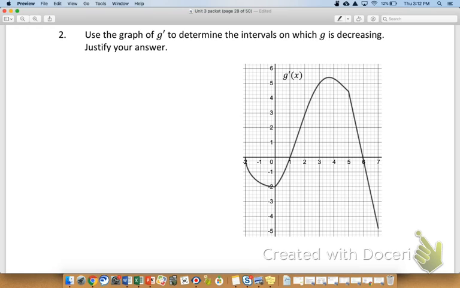Number 2 says, use the graph of G prime to determine the intervals on which the graph of G is decreasing. And then those 3 words: justify your answer. I'll give you a moment here to think this through, and then we'll tie it up before we go.